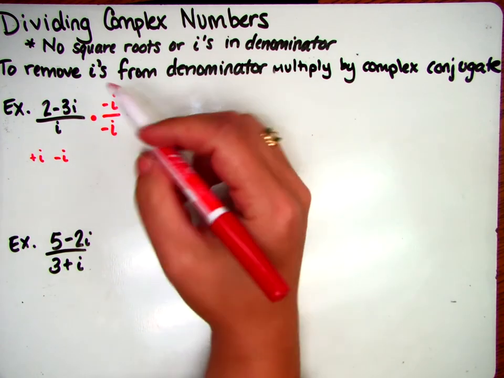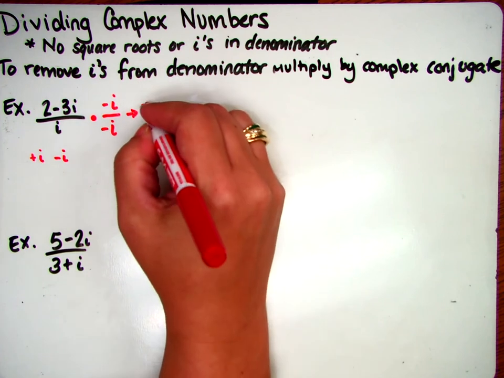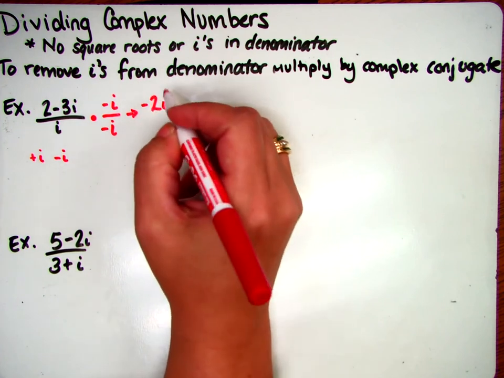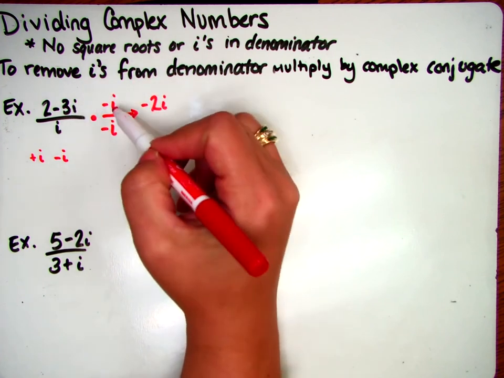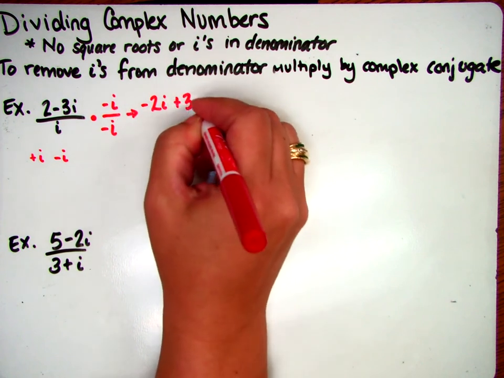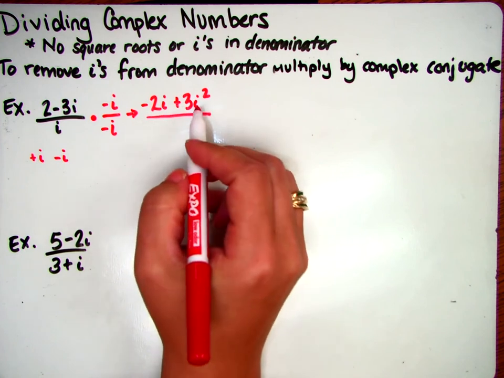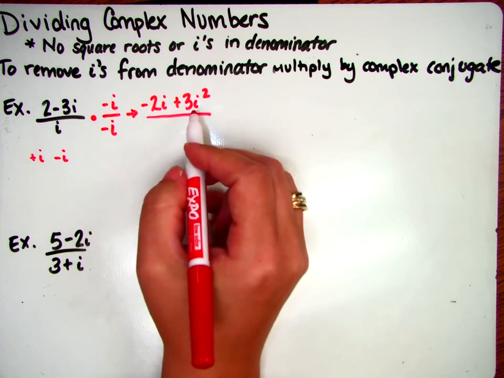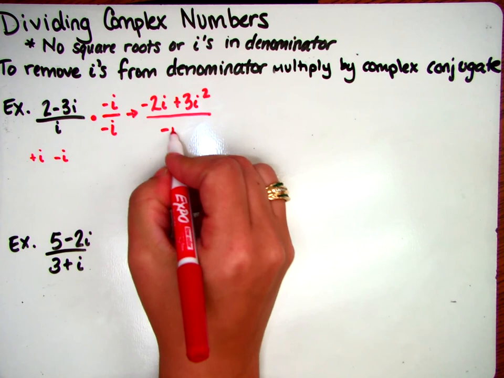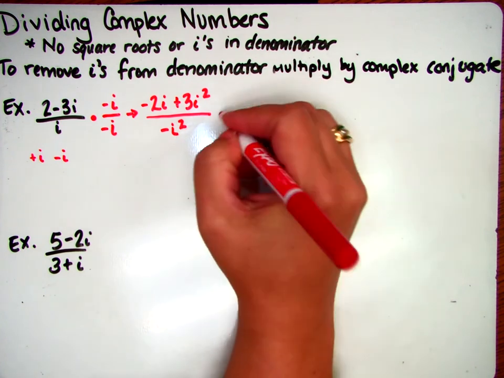That's going to turn into 2 times negative i is negative 2i. Negative 3i times a negative i is a positive 3i squared. And that's my numerator. Down on the bottom, you have i times negative i, which gives you negative i squared. We're going to keep going.